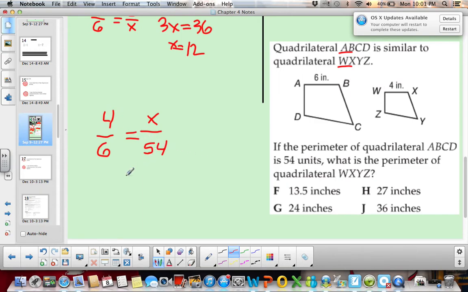So 54 times 4 equals 216. And 6 times x equals 6x. Then we would divide by 6, and we get x equals 36 inches. And because it's multiple choice, we're going to look and make sure that our answer is on there. And we see that it is, and it's J.